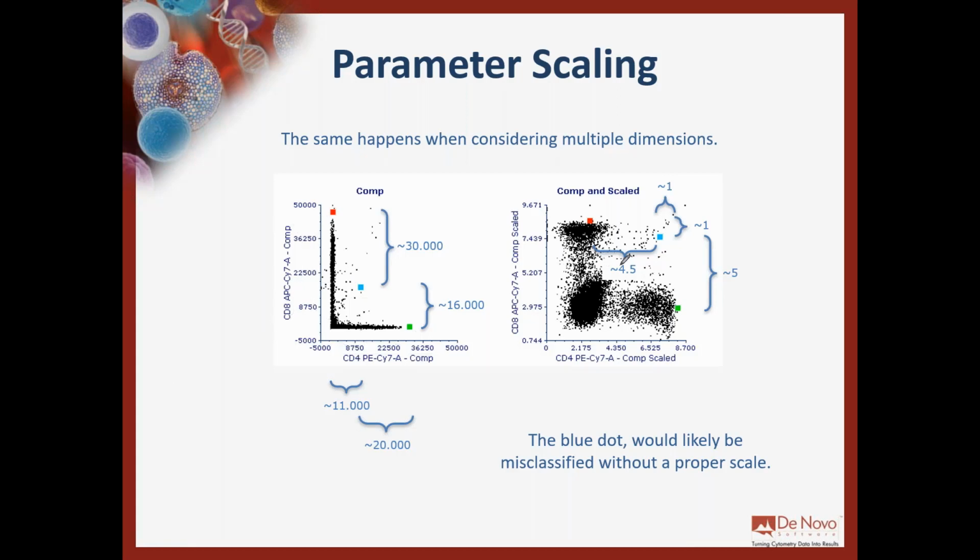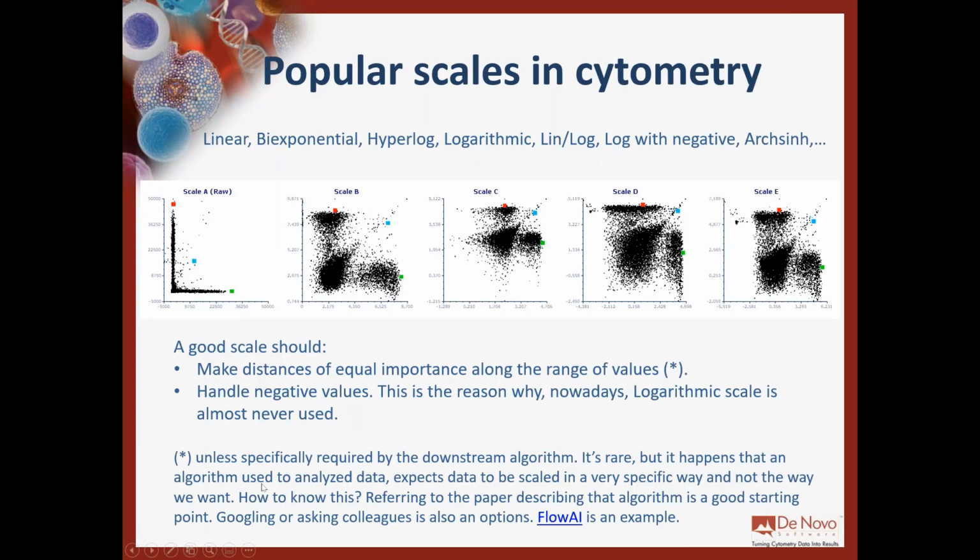Okay, but of course, you know it's wrong. How to help the algorithm avoid drawing some wrong conclusion? You apply the scale. And now for the algorithm, there is no doubt. The blue and the red are closer than the blue and the green. The blue and the green are closer than the blue and the red. And now the blue one is clearly a double positive. So this is what you're doing when you apply a scale to parameters.